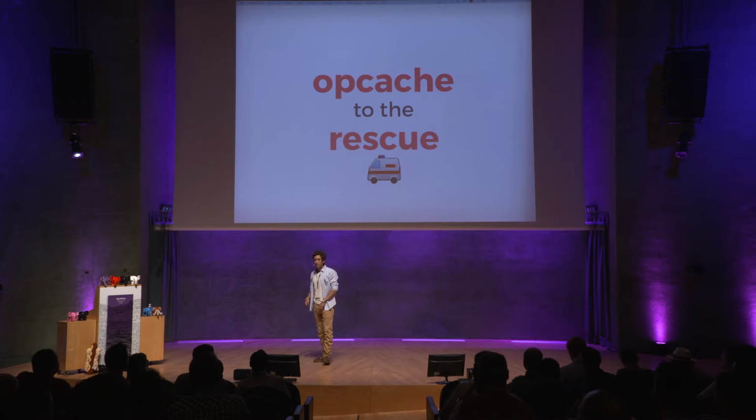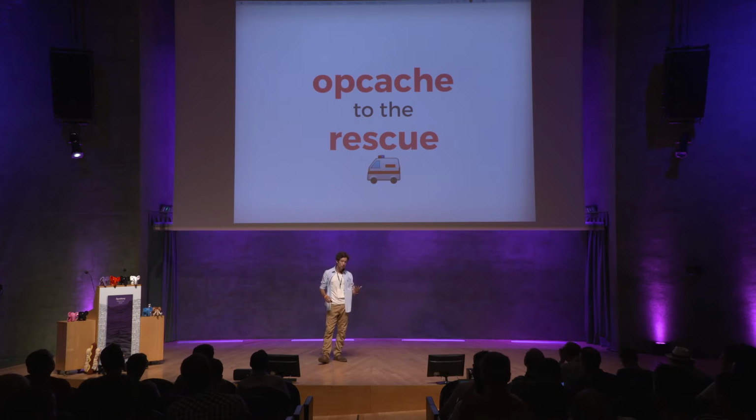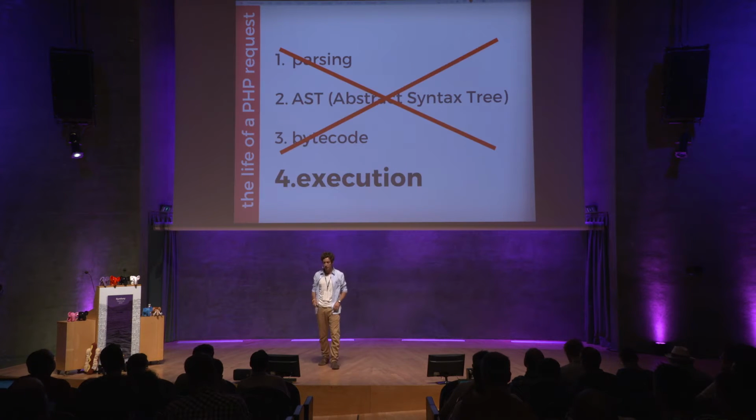So then came Opcache, before that APC, to the rescue. And what does Opcache and APC do? Basically, these 3 steps are reused in every request. So the bytecode is cached, and in each and every request, this bytecode only needs to be executed. This meant a huge step in the performance increase of PHP scripts.